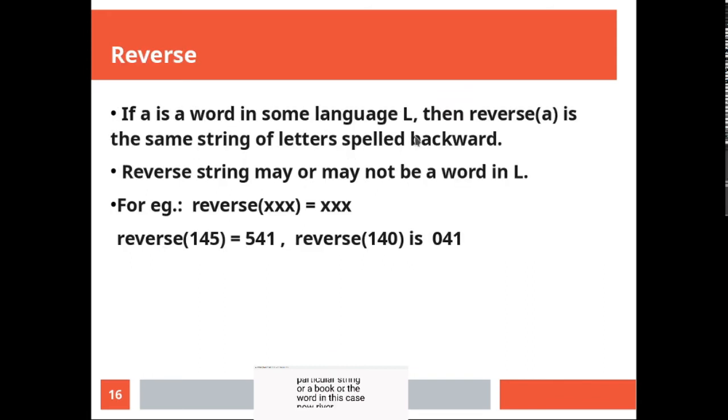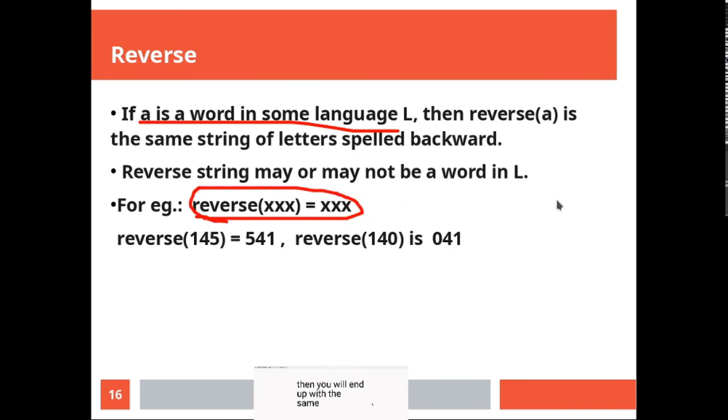Now reverse means that if there is a word which is in some language L, the reverse is the word spelled backwards. That is, you're just reversing the order. So if the letters are the same, that is, it is defined over XXX or 000, then you will end up with the same word. But otherwise, generally the reverse is not the same.